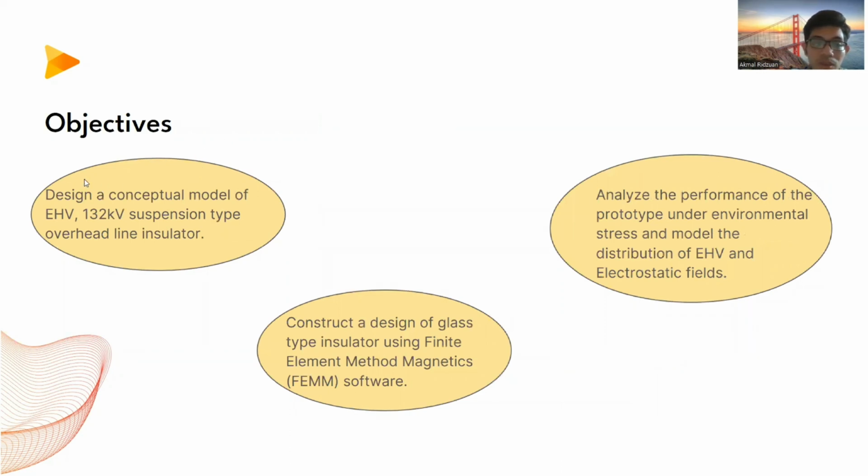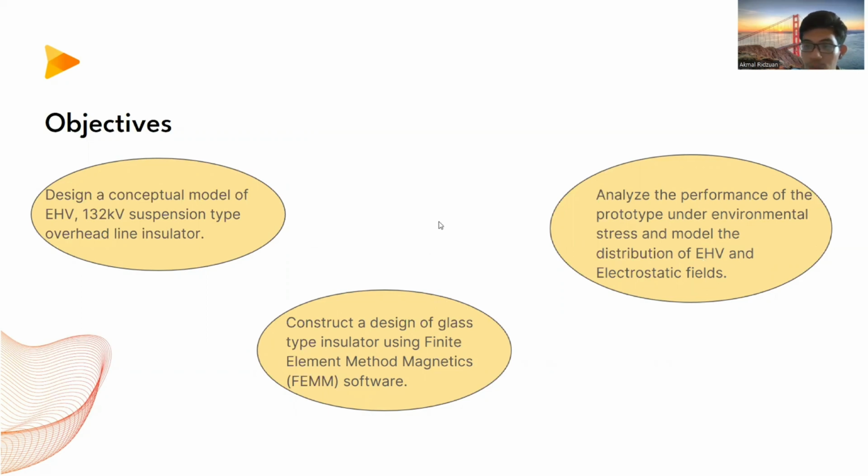In the objective, our first objective is to design a conceptual model of an extra high voltage, which is a 132 kilovolt suspension type overhead line insulator. The second one is to construct a design of a glass type insulator using the finite element method magnetics, or FEMM, software. And last but not least is to analyze the performance of the prototype under environmental stress and model the distribution of the EHV electrostatic field. So that's it for the objective.